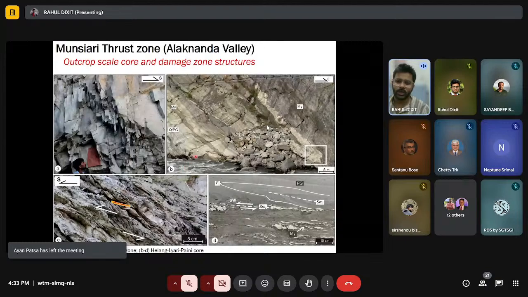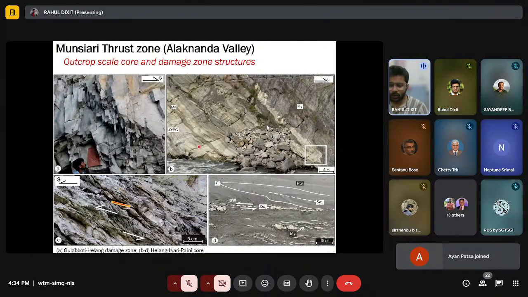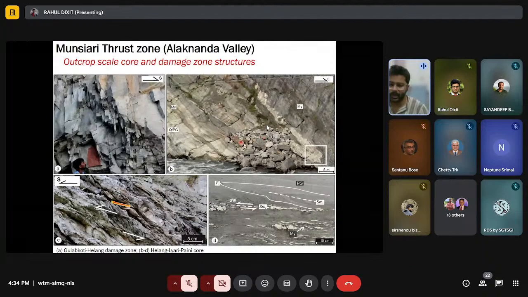In photograph B, it is clearly visible that these light color rocks, the Berinag quartzites, are being interleaved along with the mylonitic gneisses that are present. The quartzite that we see here is from the footwall Berinag group rocks, and these darker color rocks are the mylonites from the hanging wall Munshari group gneisses. So the alternation between these two different rocks from the footwall and hanging wall is taking place within the Helang Liari Penny core.